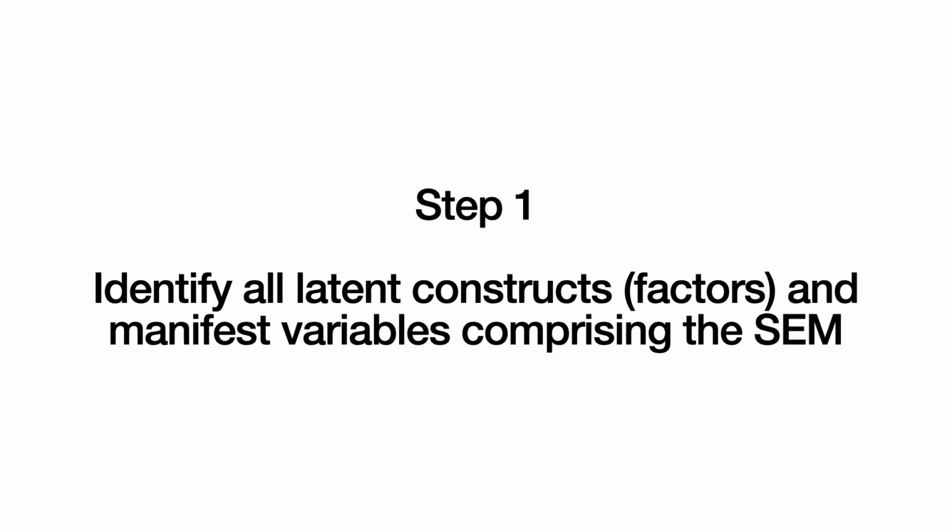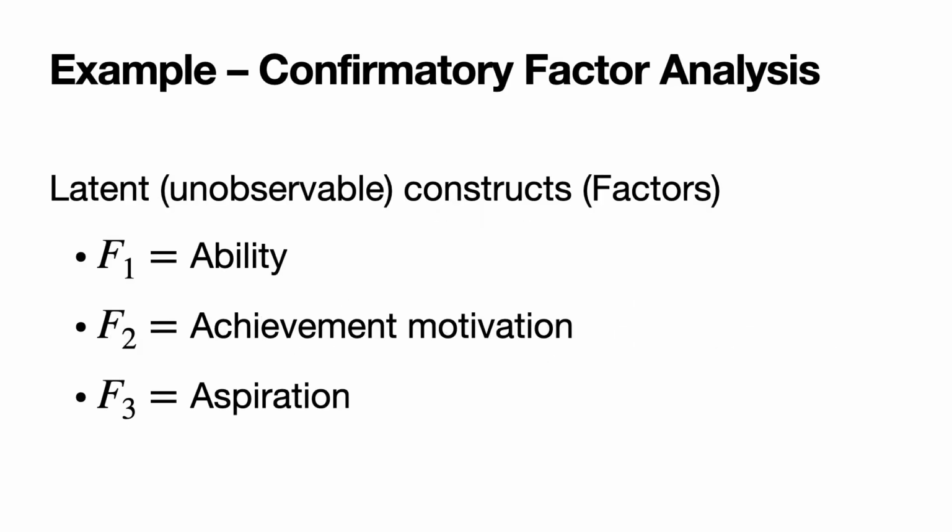So let's look at step 1. Identify all latent constructs or factors and the manifest variables comprising the SEM. As stated in the description of the example, we have three latent constructs in this example. F1 will be used to denote the ability latent construct. F2 represents the latent construct achievement motivation, and F3 will be used to denote the latent construct aspiration.